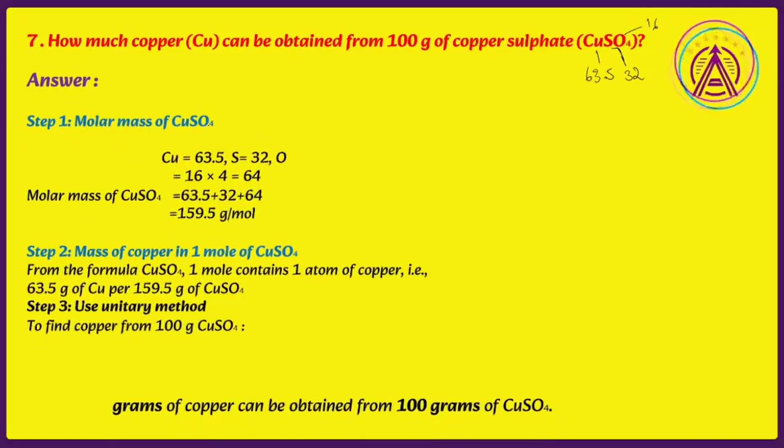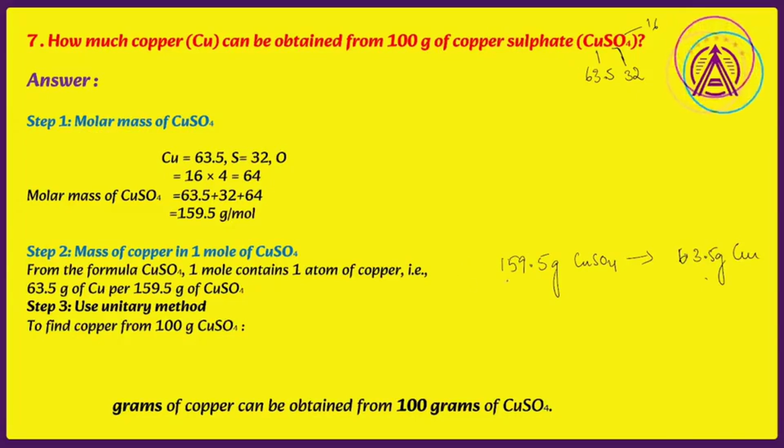Molar mass of copper sulfate is nothing but 1 copper, which is 63.5, plus 32 plus 64, which is 159.5 grams per mole. So if I see the formula of copper sulfate, I know that 1 mole of copper sulfate has only 1 atom of copper. Right? So basically, 159.5 grams of copper sulfate will have 1 mole, which is 63.5 grams, of copper.